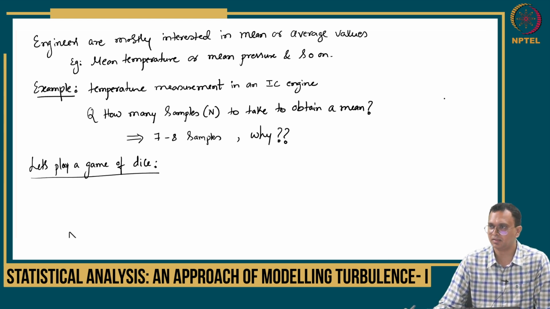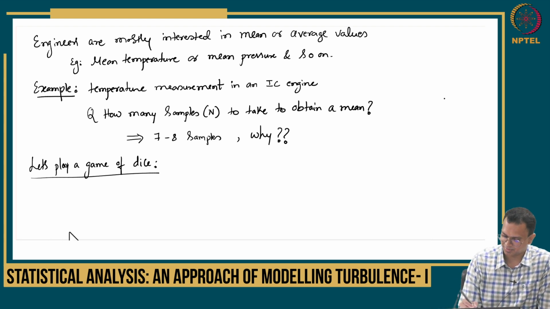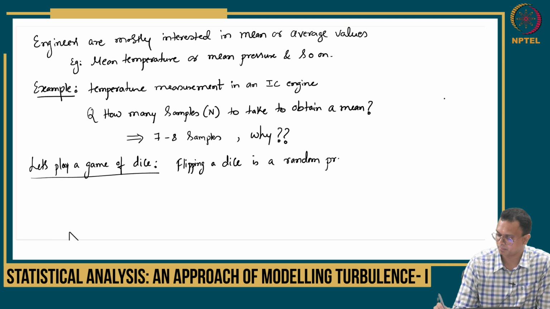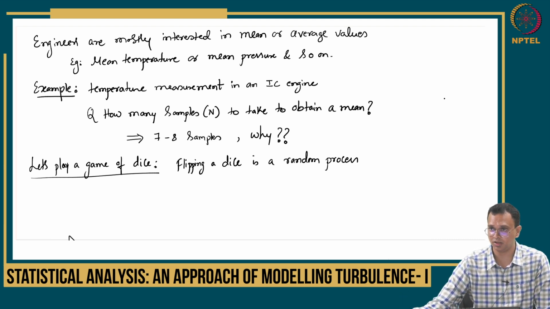So flipping a dice, is it a random process or is it deterministic? Including you? This is a random process. Okay. So flipping a dice is a random process. This is a simple experiment compared to actually going to lab, and we learn a lot from this very simple experiment.